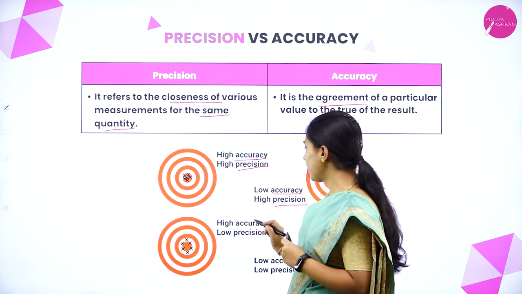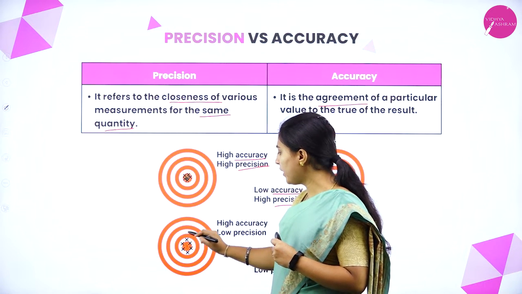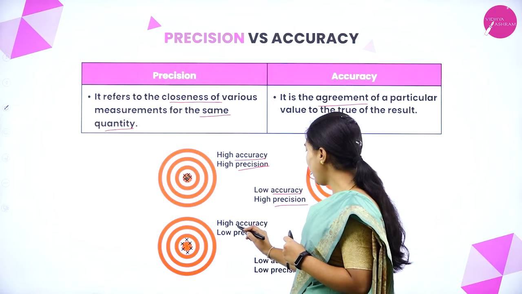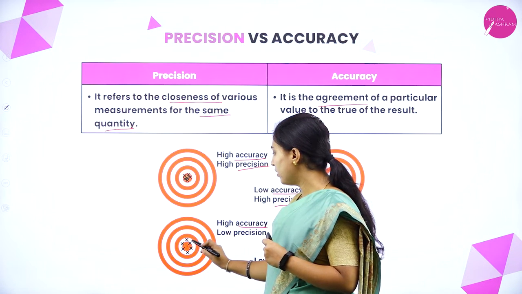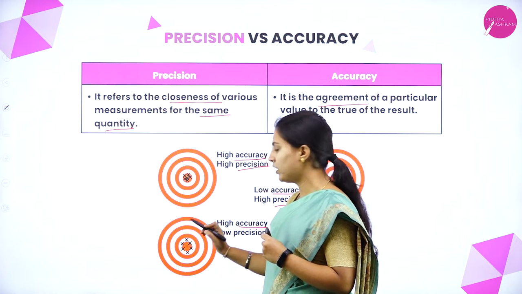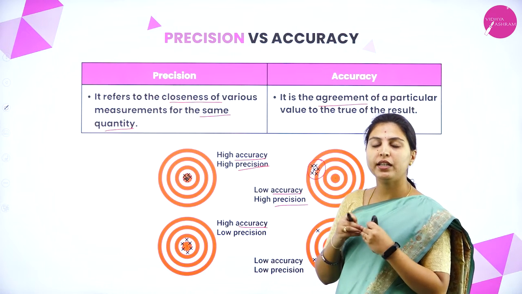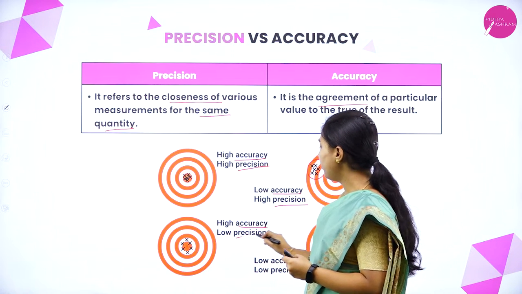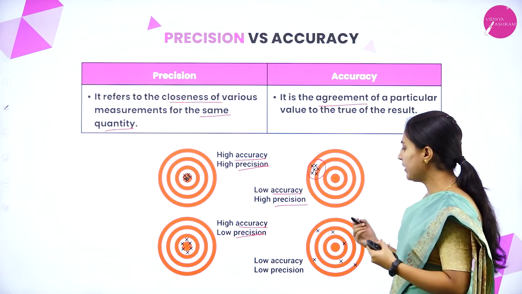Here, see, high accuracy, low precision. Why? This is the true value and all are near the true value. That's why high accuracy. But why low precision? Here is one result, here a little bit of distance is there, here one, here one, here one. So, the distance between all the measured values is a little bit far. So, low precision. Here, low accuracy, low precision.